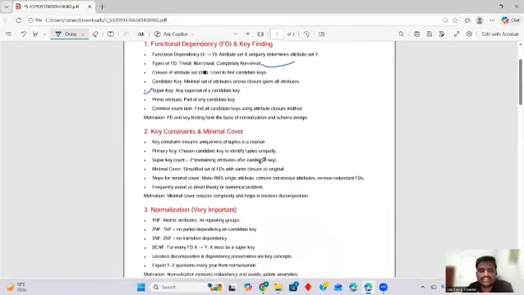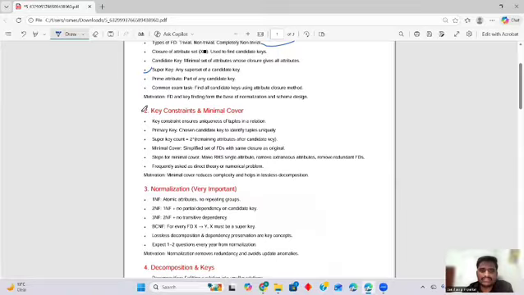The second topic is key concepts and minimal cover. This is an important topic. In this topic, they can ask you to find the candidate keys, how many candidate keys are present in the relation, and how many super keys are present in the relation. They will also ask for minimal cover. They will give some relation and ask you to find the minimal cover of this relation. So you need to revise this.